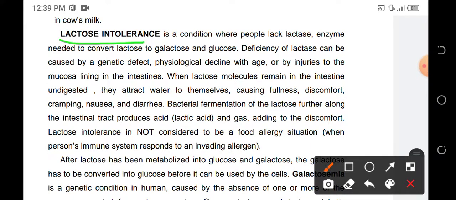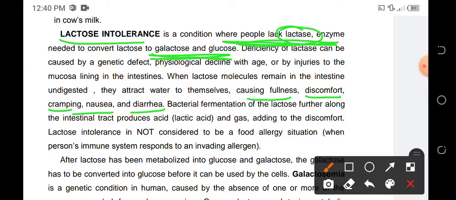a condition known as lactose intolerance. So ito yung condition into which hindi makadigest yung mga tao if they could not digest the milk because these people lack the enzyme lactase. So wala silang lactase for that lactose to be converted to galactose and D-glucose. So ang nangyayari, if they could not digest the lactose that could be found in milk, usually they suffer fullness, discomfort, so they have nausea, cramping, and diarrhea.